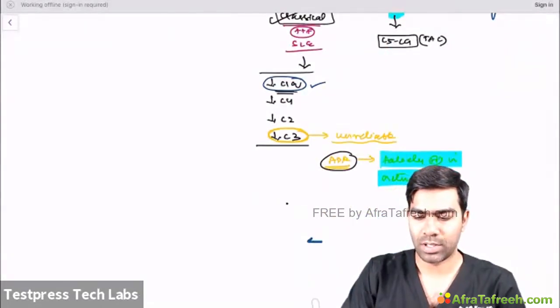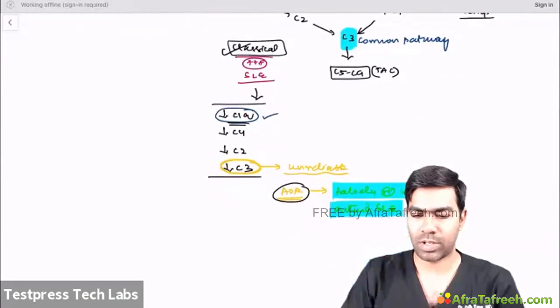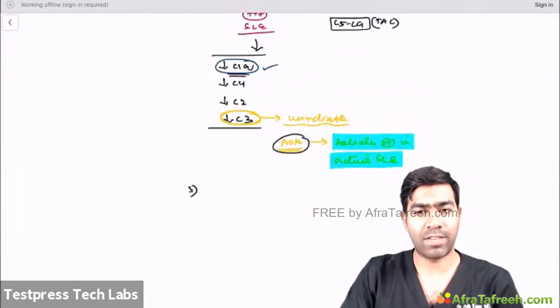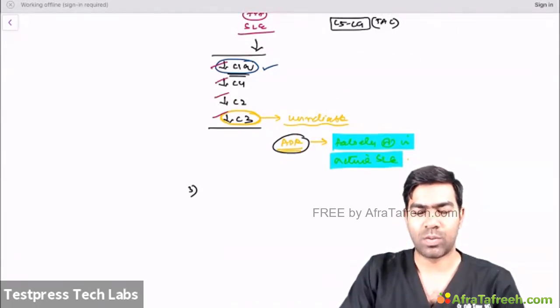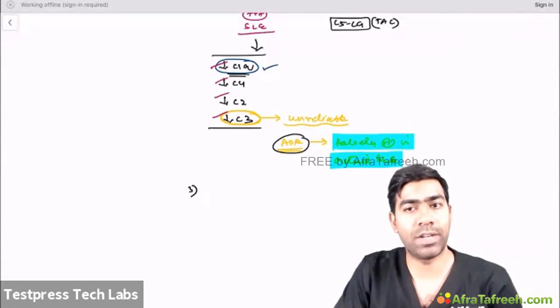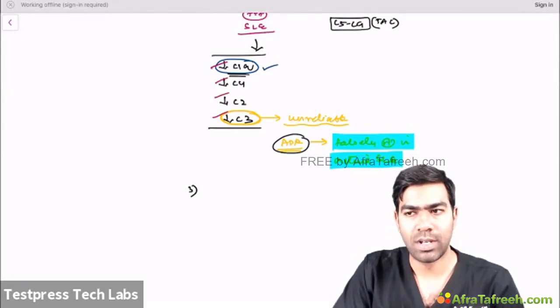So now you will be knowing that complements are also very important in SLE. So how to understand these complements? Suppose you might be having a doubt. For example, sir, you're telling that there are low complements. Why can't it be a complement deficiency? You told that in SLE, patients can also have complement deficiencies. How can I tell whether it's due to complement deficiency or due to complement consumption?